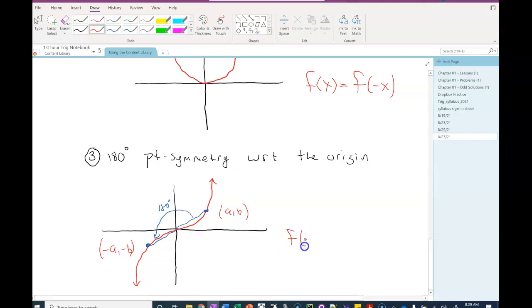Or we can say that f of negative x is equal to negative f of x. The y-coordinate of negative a is the same as the y-coordinate of a, except we have to make it negative, which is what we're seeing there. We have a special name for these, we call them odd functions.